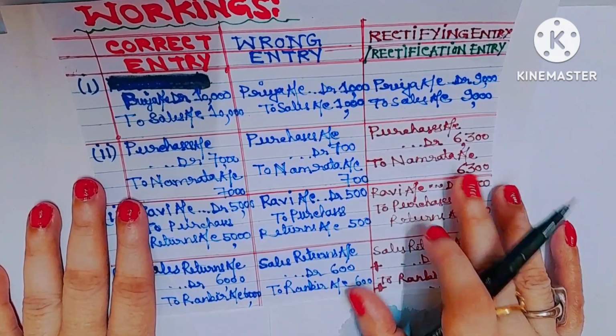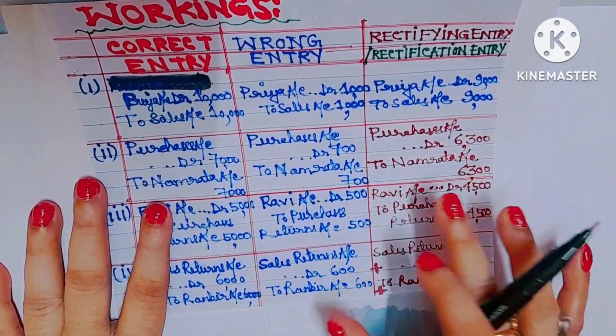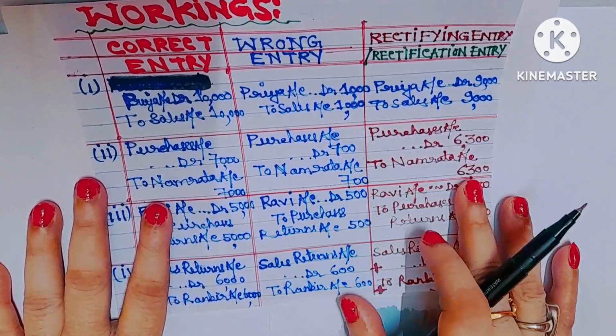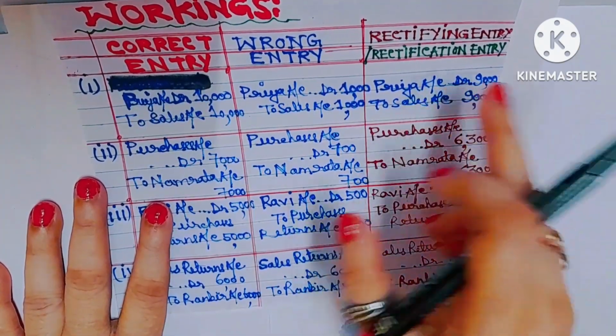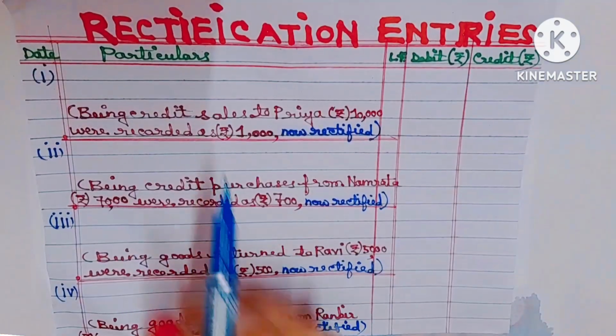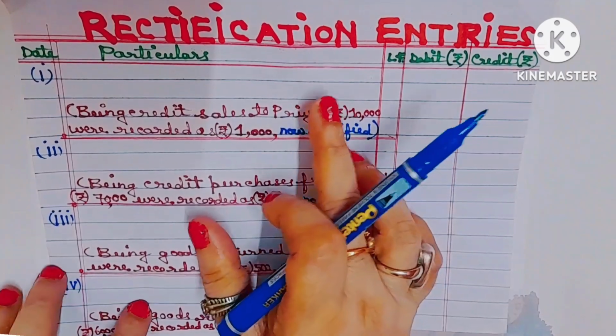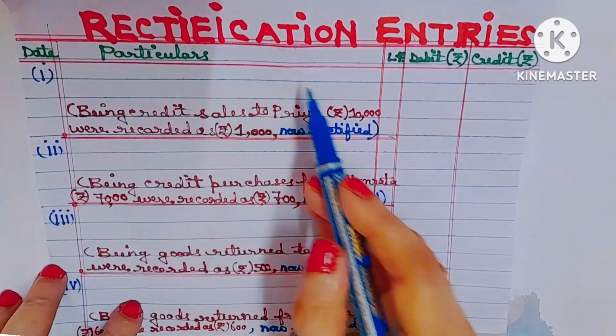Okay, so we have done the workings. The workings is complete. See, this is the workings, but the problem is not complete. Only the workings is complete. Now we have to copy the rectifying entries in the journal. So let's write. So you have to prepare the journal. On the top, you have to write rectification entries, date, particulars, ledger folio, debit, credit.